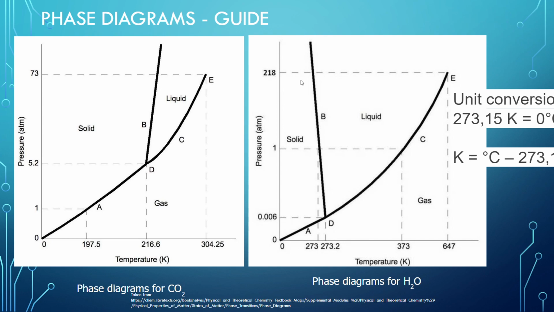So at this pressure, we can pass only one phase change. It can only change from solid to liquid. And the only point where it would change from solid to gas would be down here, or below 0.06.